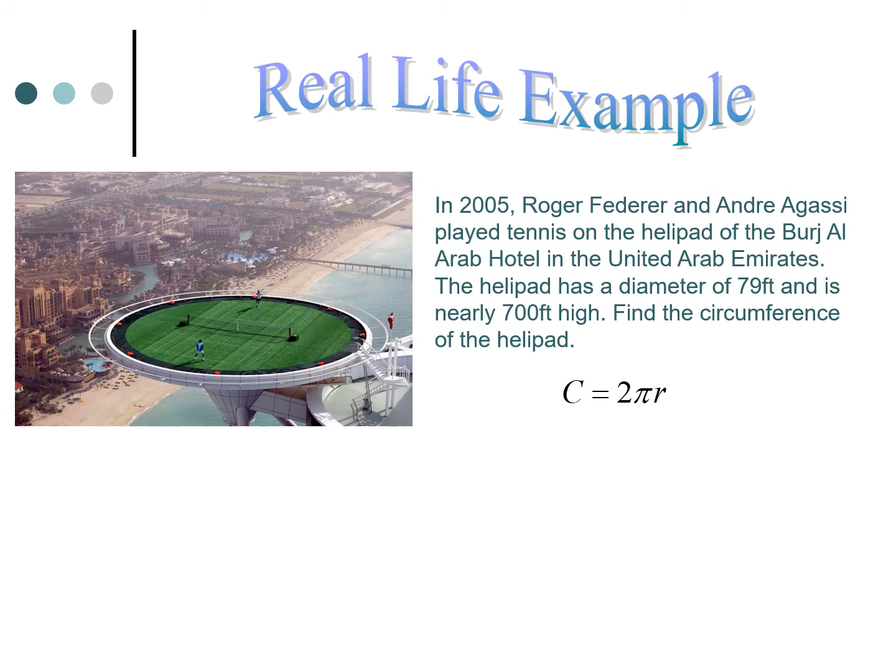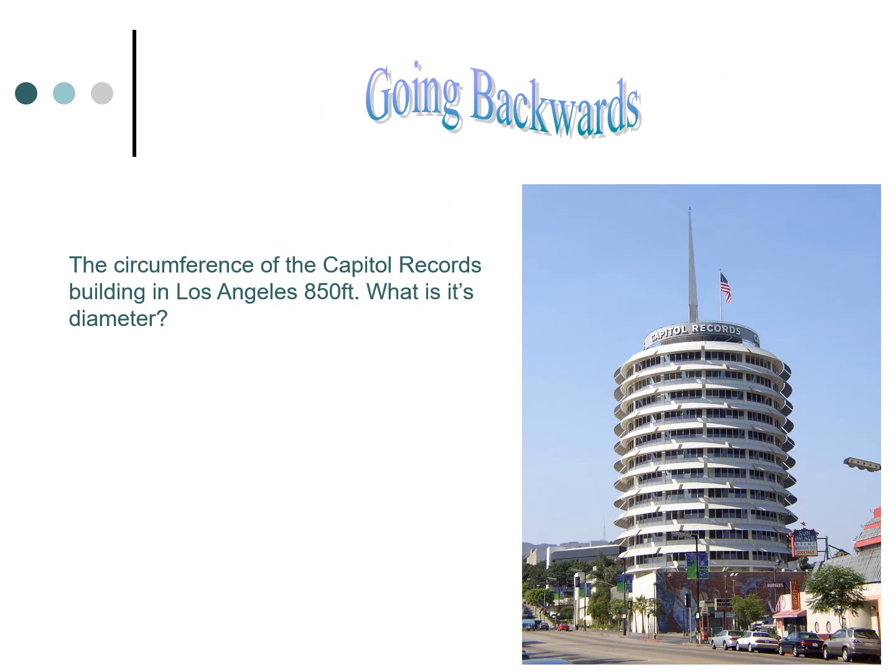And then I know it gives you the diameter, but to find the radius, you just split it in half, which is 39.5. Multiply all of them together on your calculator, remembering to use the pi button and not just 3.14. It turns out that the circumference of the helipad is about 248.1856 feet.